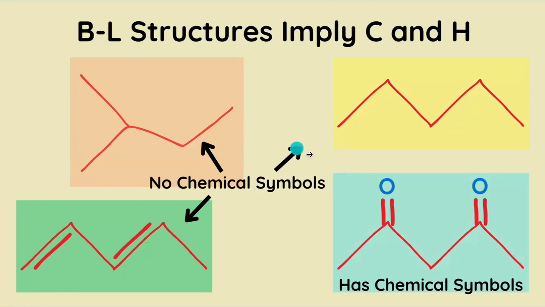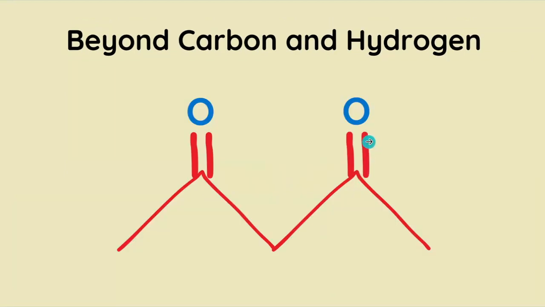Any other element, however, does have to be written with its chemical symbol. Thus, these 3 are pure hydrocarbons because they just have C and H, but this is not pure because we have chemical symbols, we have oxygen. Things get more complicated when we don't have pure hydrocarbons, but conceptually speaking, it's all very understandable.